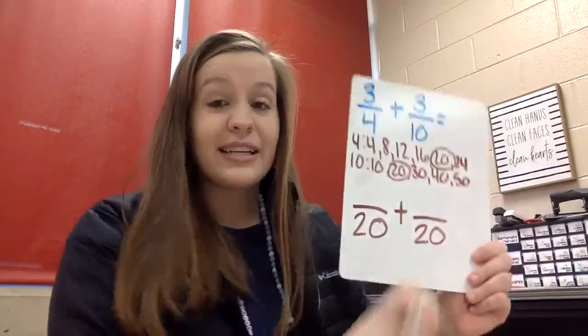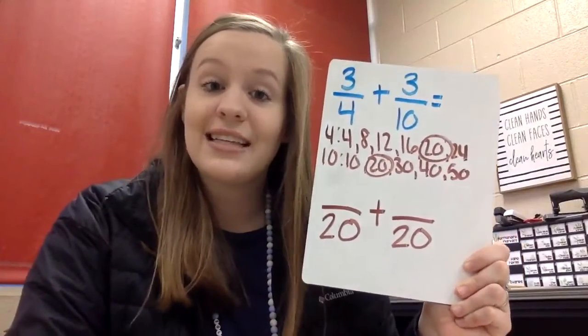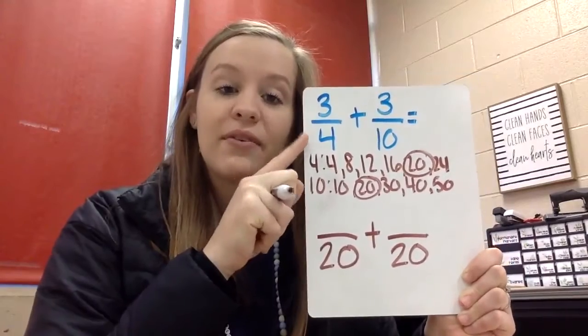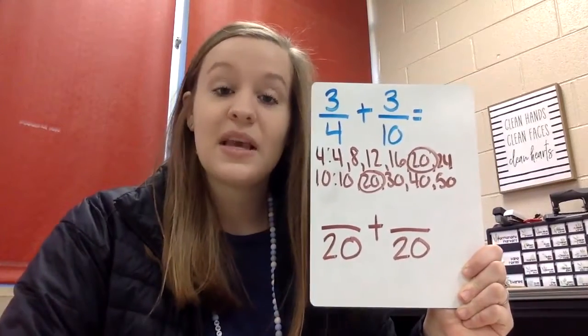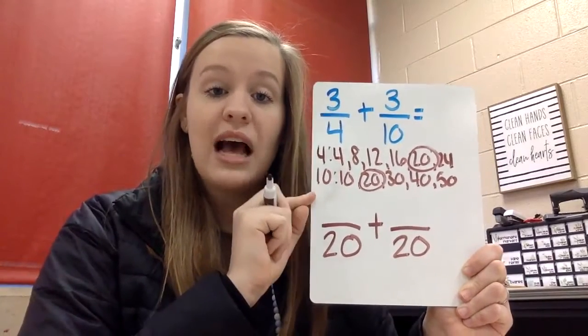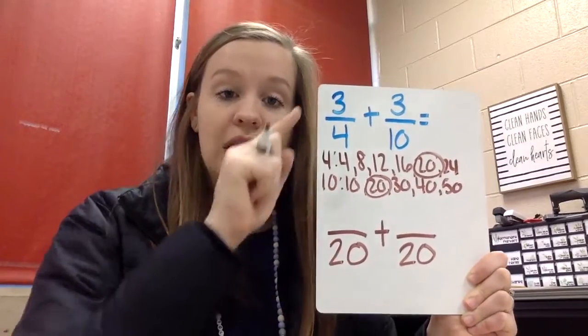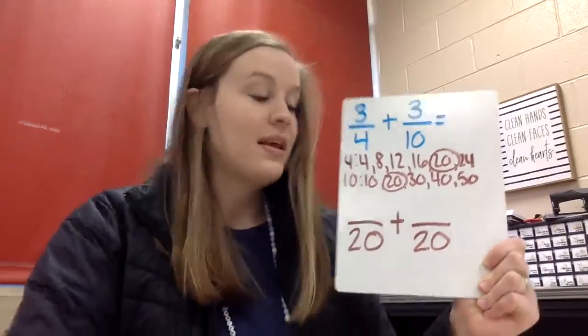See how this looks very similar to last week's lesson? We're doing the same thing, except there's an addition sign instead of a comma. So how did we get from 4 to 20? We multiplied by 5. And whatever you do to the bottom, you must do to the top. So since we multiplied by 5 on the bottom, we're going to multiply by 5 on the top. So what is 3 times 5? 15.